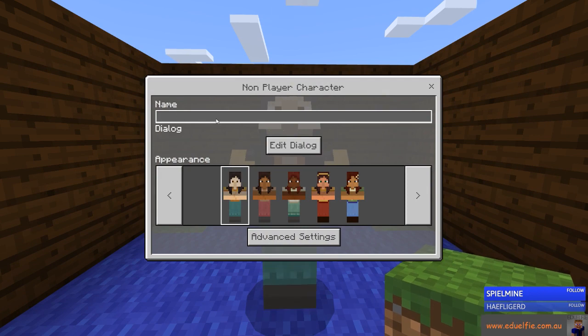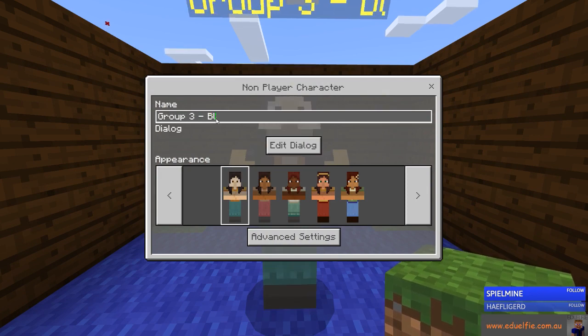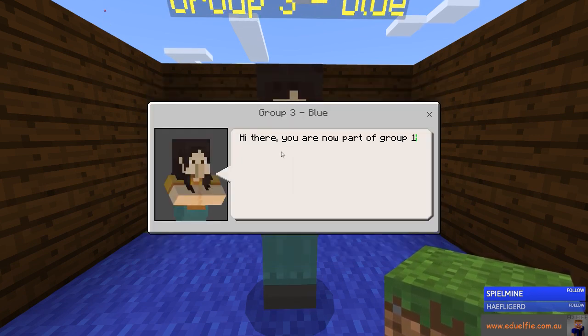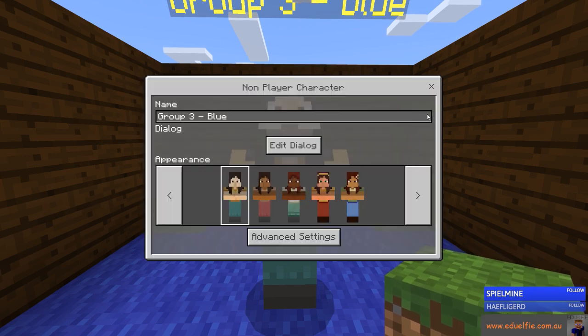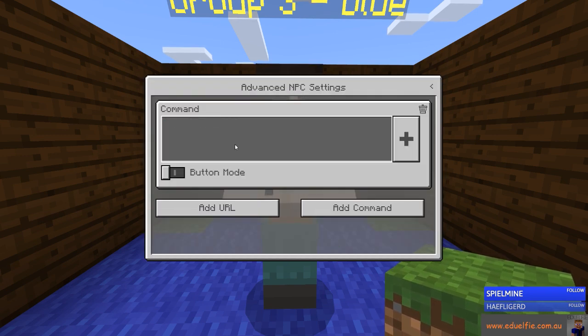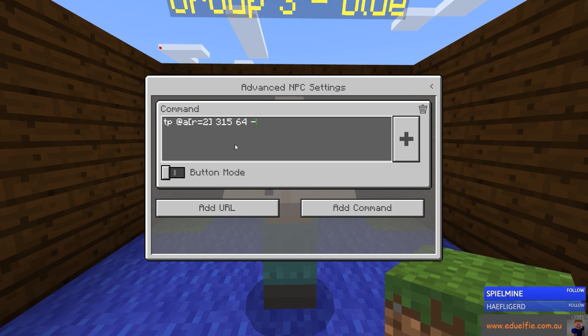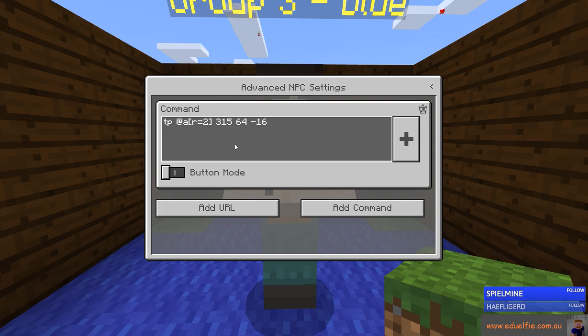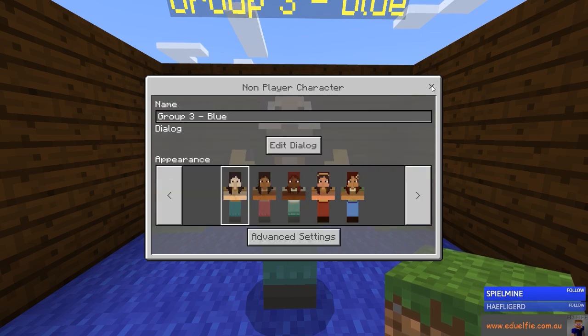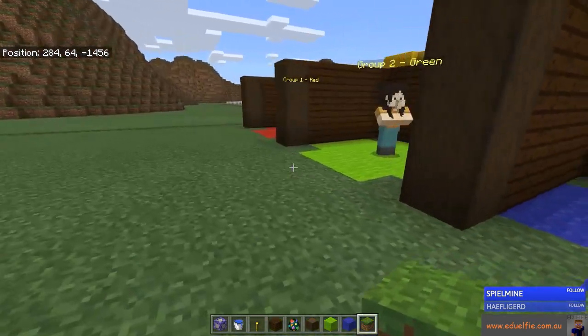Group 3. Blue. TP at A. Did I do at P in that other one? I think I did. At A. R equals 2 to 31564 negative. Is that 16 or 18? 1642. Right.